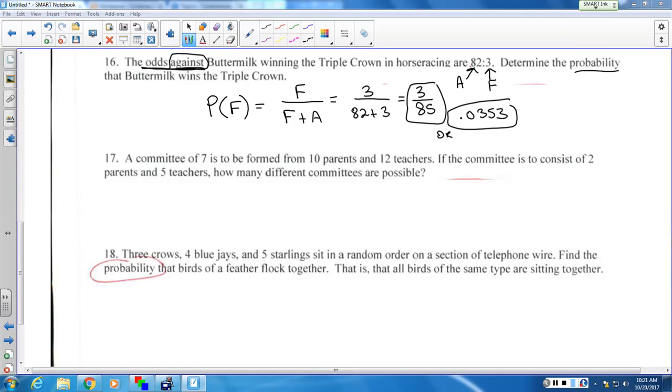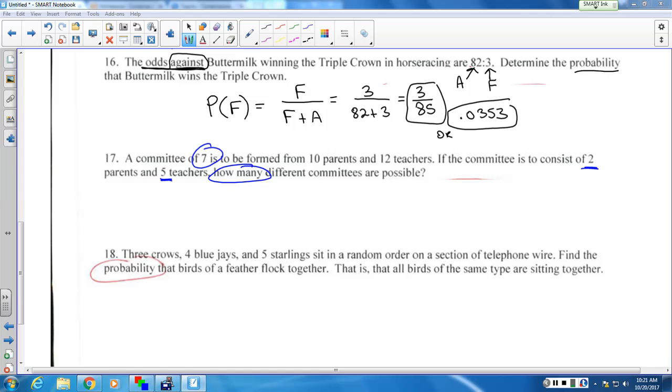Number 17, a committee of 7 is to be formed from 10 parents and 12 teachers. If the committee is to consist of 2 parents and 5 teachers, and that already adds up to 7, so I don't have to worry about any extras. How many different committees are possible?